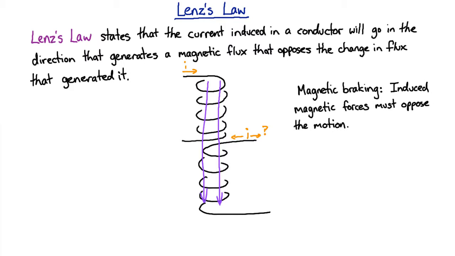And again, this is just a restatement of the conservation of energy. If magnetic forces that were induced helped the motion, helped accelerate the motion in that direction, then of course you'd be getting kinetic energy out of nowhere. We can do another fairly clear demonstration that what's going on in magnetic braking is in fact to do with currents being induced inside the material.